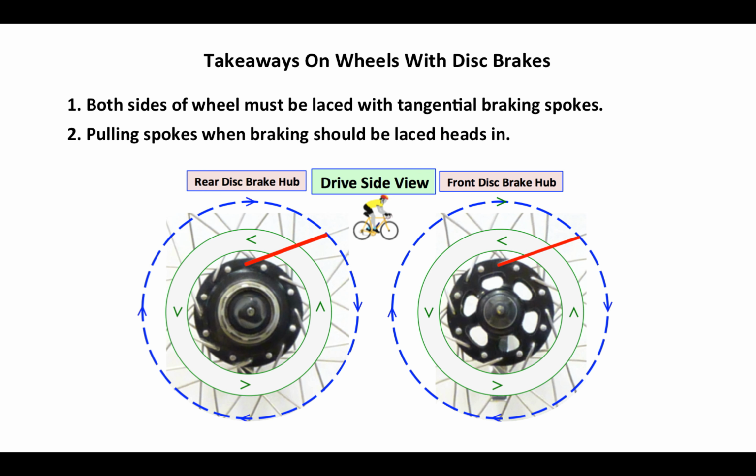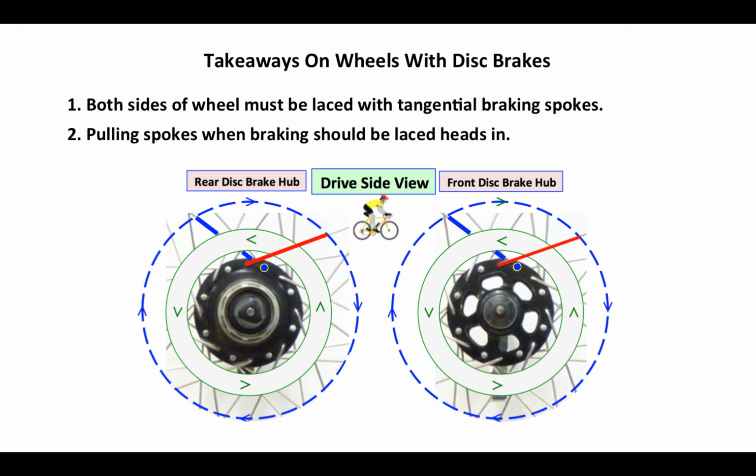Secondly, pulling spokes when braking should be laced heads in. The red spoke, you see the body of the spoke is on the outside of the flange, which means that the head is on the inside of the flange. Conversely, these are the pushing spokes. They have to be laced in the other direction. So in the case of the pushing spokes, here we see the head is out and the body of the spoke is inside the flange.